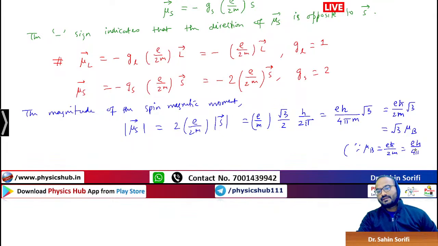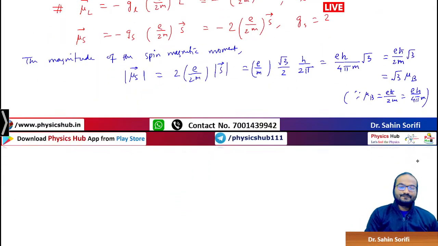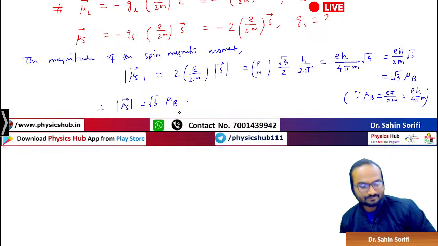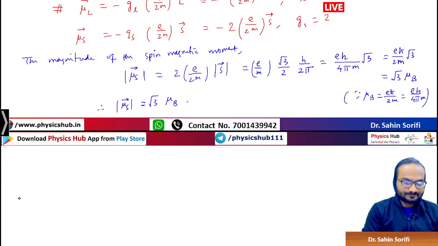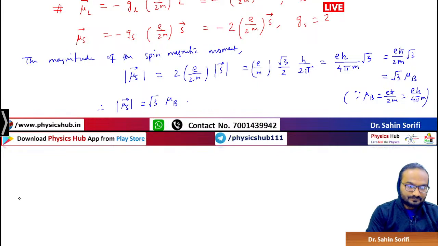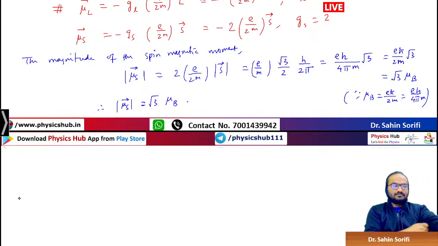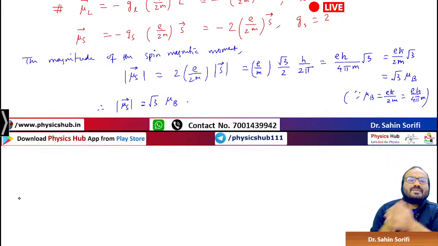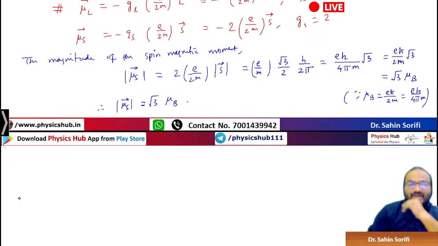Mu B is equal to e h cut by 2m, that is eh by 4 pi m. Mu B is the Bohr magneton. So this is the value of the magnitude of the spin magnetic moment mu S. In terms of the Bohr magneton, it is always root 3 times mu B. So a very important thing actually.